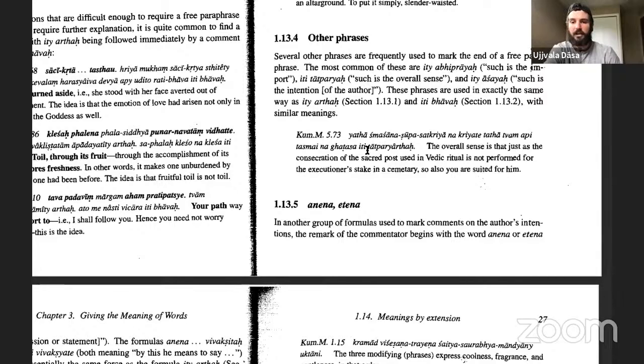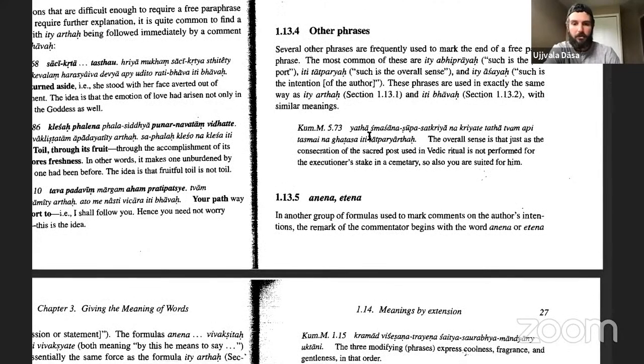Yata iti tatparyartaha. Shmashana shupa satkriya na kriyate. So yata shmashana shupa satkriya na kriyate. Just as, and when I went over this, I looked up all the words. What is a shupa again? Shupa is something used in the sacrifice. Is it shupa or super? It says shupa here. Must be super.